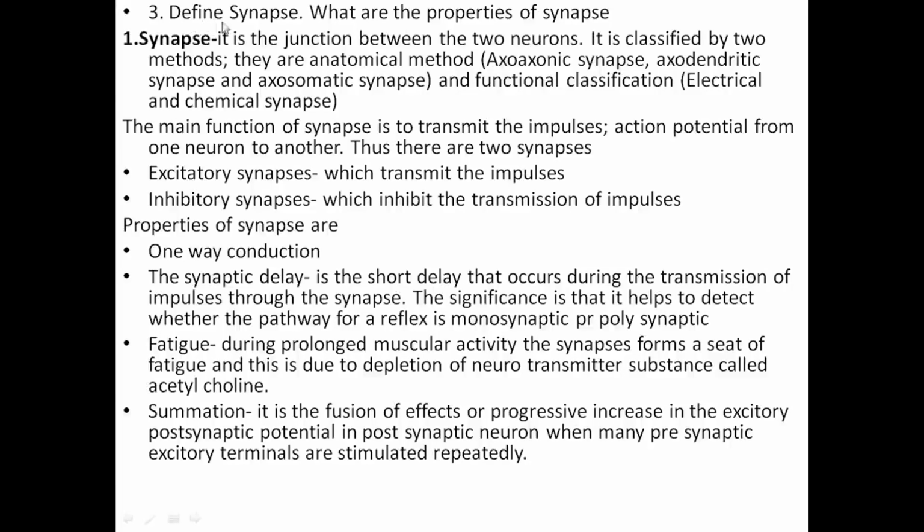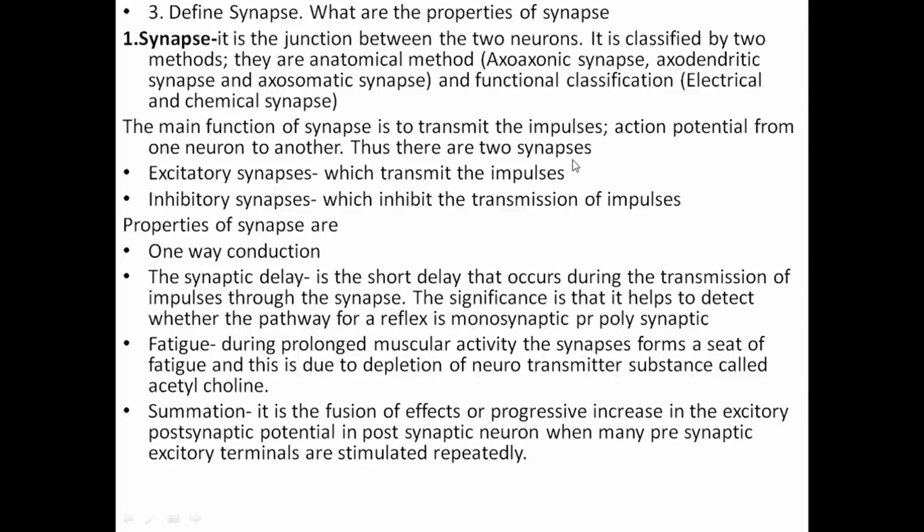The third question was: define synapse. What are the properties of a synapse? Synapse is a junction between neurons. It is classified by two methods. The anatomical classification includes axoaxonic synapse, axodendritic synapse and axosomatic synapse, and the functional classification is electrical and chemical synapse. The main function of a synapse is to transmit impulses, the action potential, from one neuron to another.